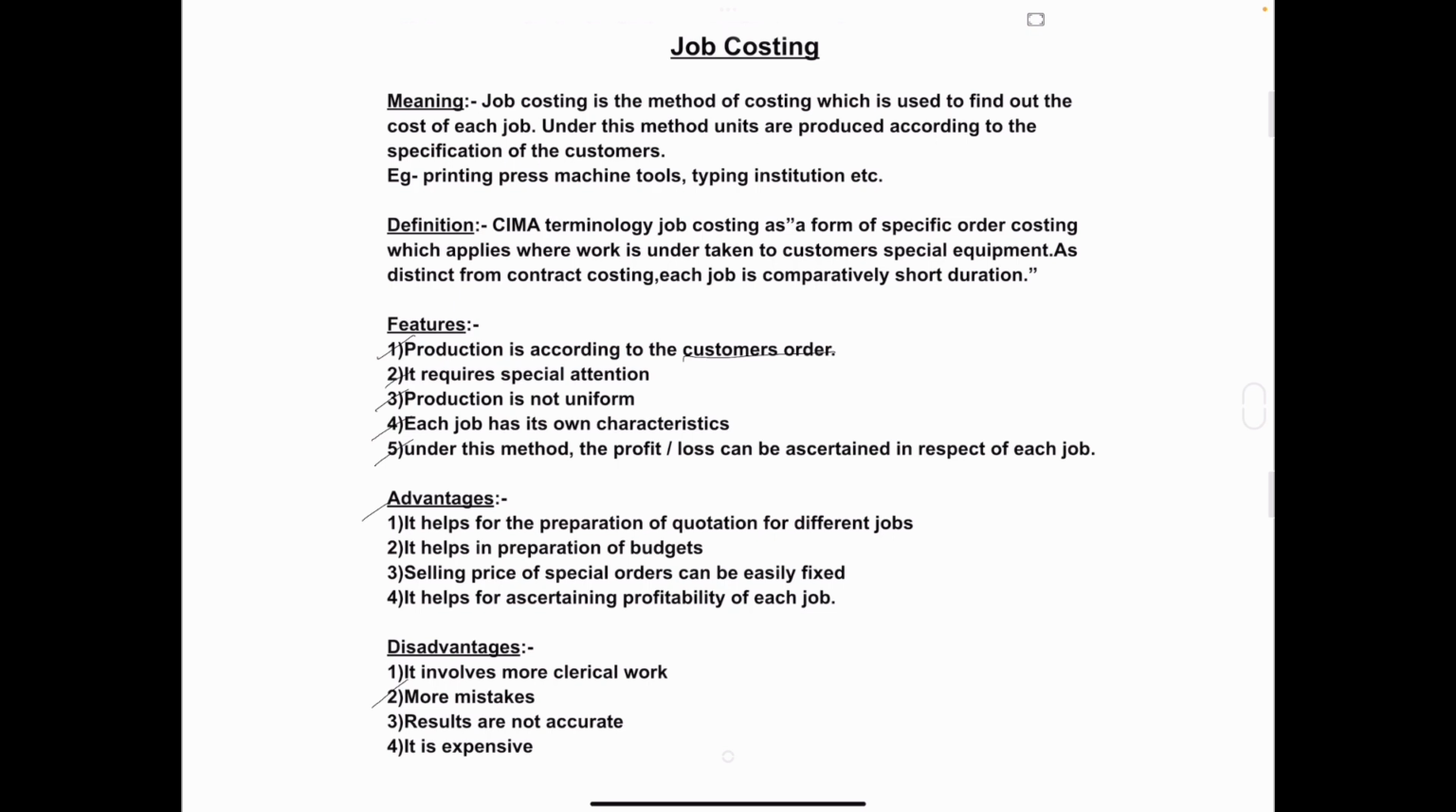Third one, results are not accurate. And fourth one, it is expensive. If you compare job costing method with unit or output costing method, job costing is expensive. So this is about the job costing method.